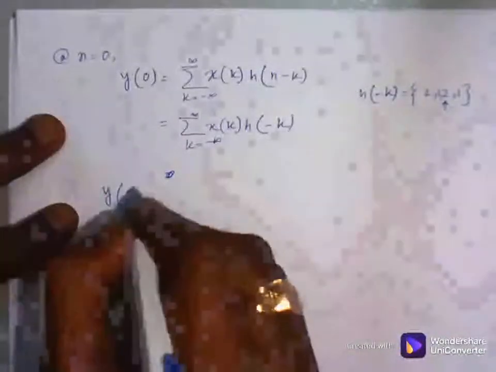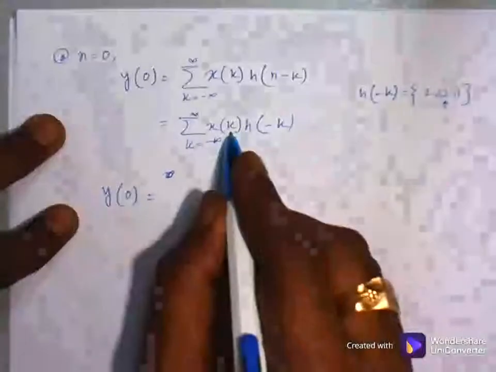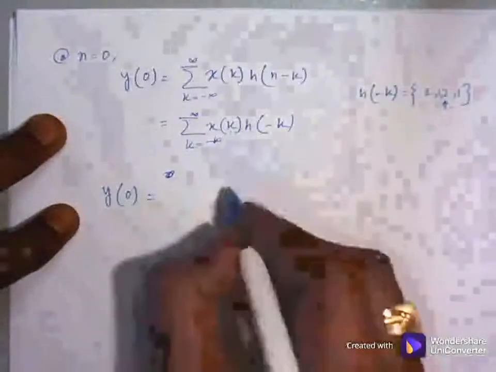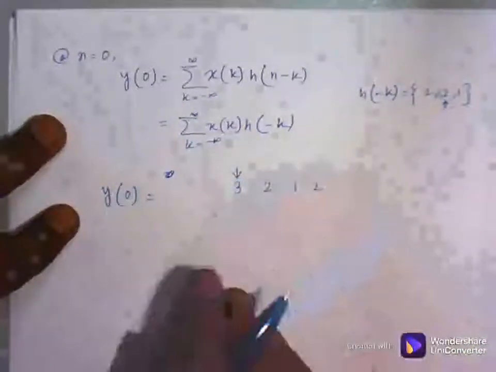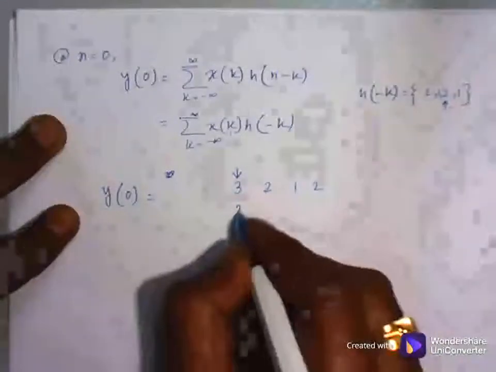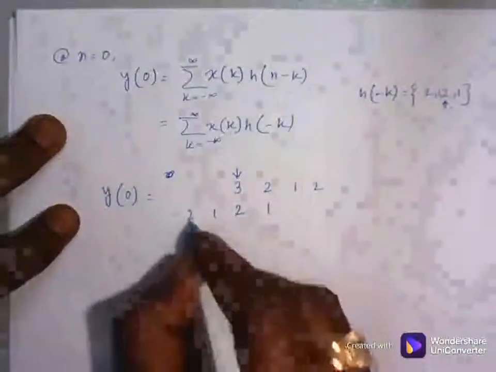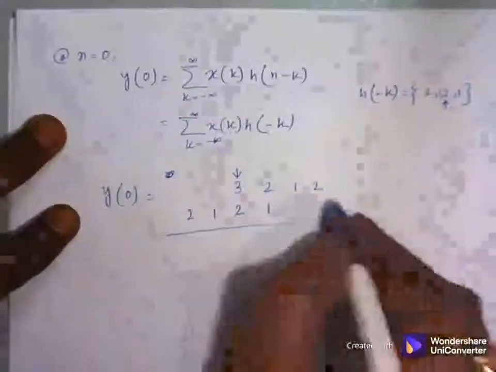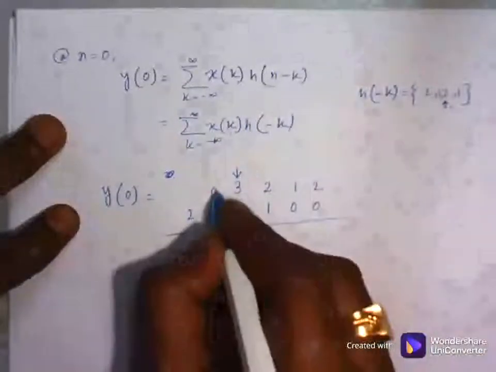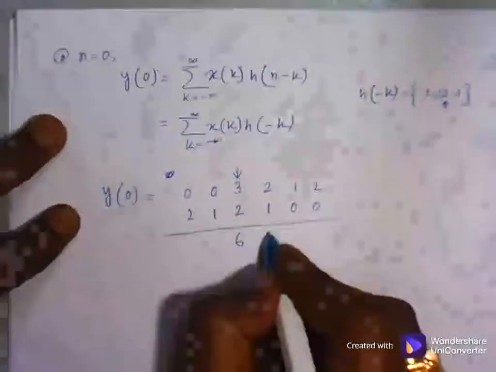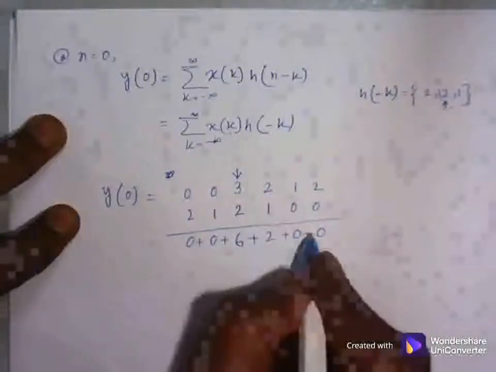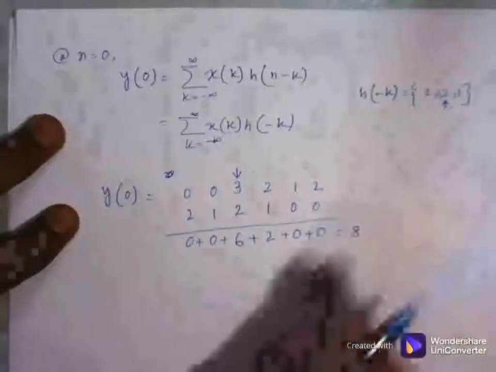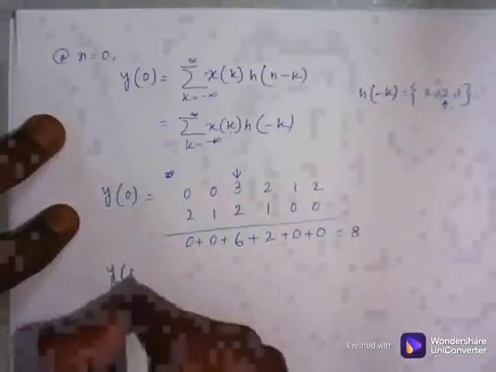Okay. So now what will be the value of y of 0? That is first x of k. The value of x of k is 3 2 1 2, started from the origin, and h of k is 2 1 1 2 from the origin. Now multiply position wise. This will be 6 2 0 0 0 0. So now add these terms. So you will get 8. So y of 0 equal to 8.